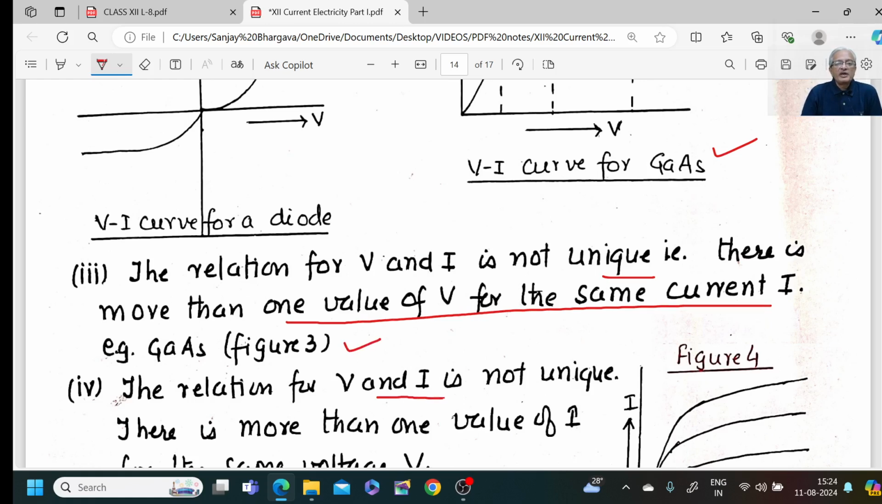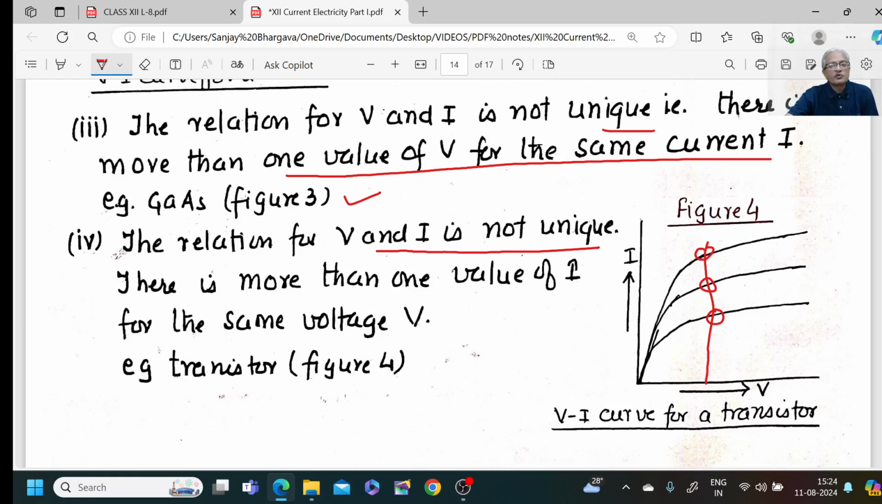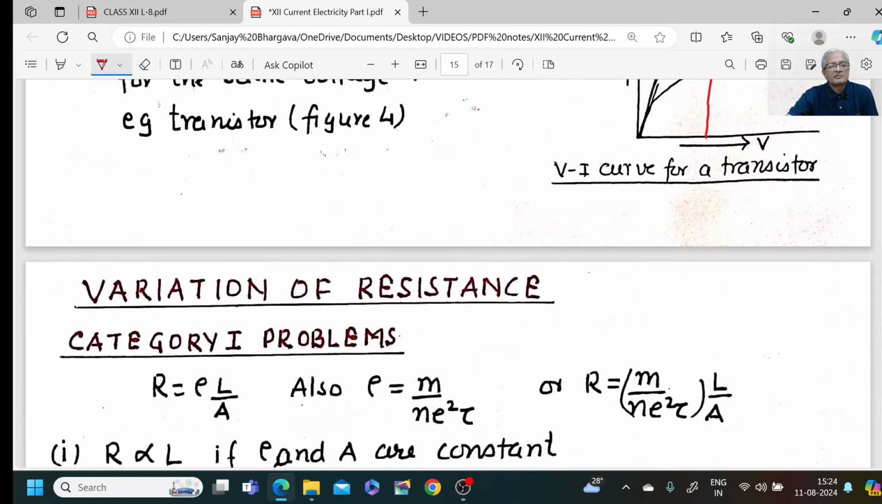The relation for V and I is not unique. There is more than one value of I for the same voltage V. Just imagine, if the voltage remains the same, then I have this value of current, this value of current and this value of current. Such a graph is for a transistor. So we have a diode, a nonlinear device. We have a transistor, a nonlinear device. We have gallium arsenide, a material that would be used for making semiconductor devices.